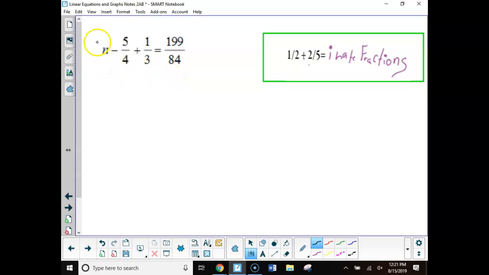It is. So if I were to decide to use 84 as my common denominator, I would do 84n as the first one. You can't get away just because this was a quote-unquote whole number. It had a 1 out in front. You still have to multiply that by the 84.